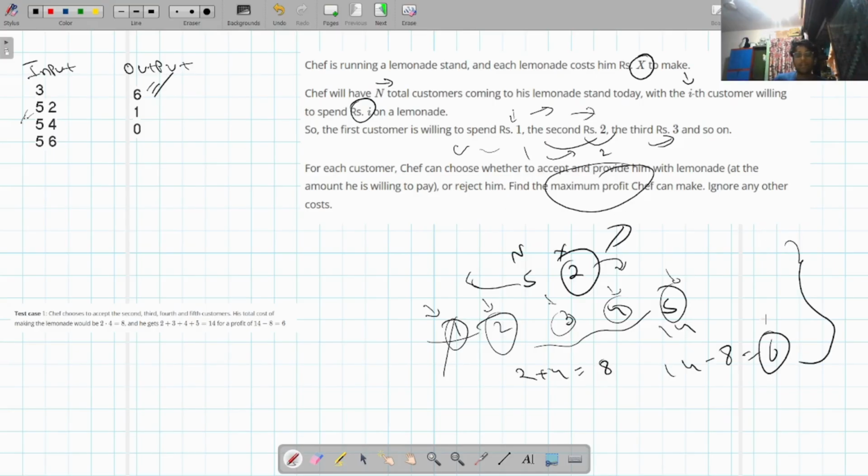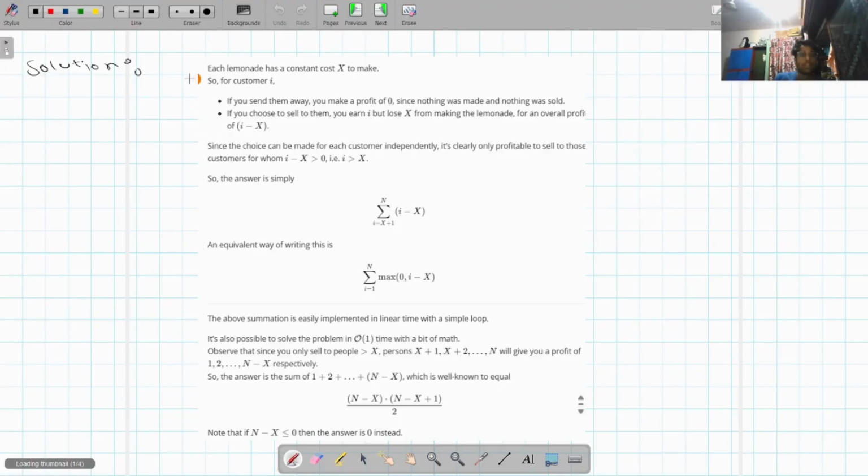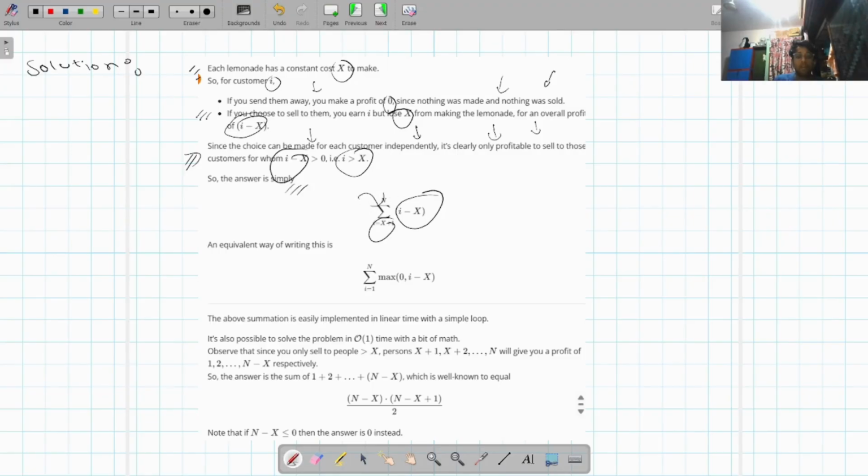So guys, I think the test cases are pretty much clear. Now let's move toward the simple solution. Each lemonade has a constant cost X to make. So for customer i, if you send them away, you make a profit of 0 since nothing was made and nothing was sold. If you choose to sell to them, you earn i but lose X from making the lemonade, for an overall profit of i minus X. Since the choice can be made for each customer independently, it's clearly only profitable to sell to those customers for whom i minus X is greater than 0, that is, i greater than X, right? So the answer is simply the summation of i minus X for i from X plus 1 till N. An equivalent way of writing is this. The above summation is easily implemented in linear time with a simple loop.